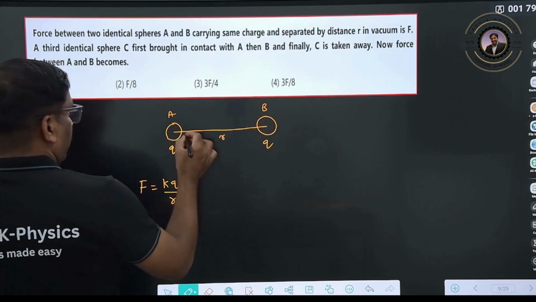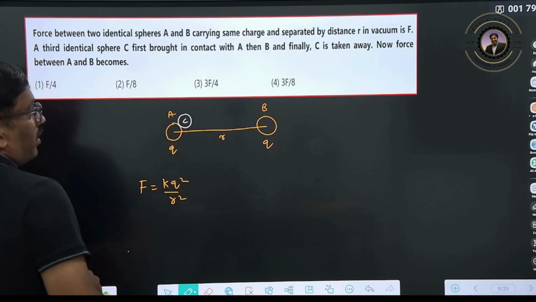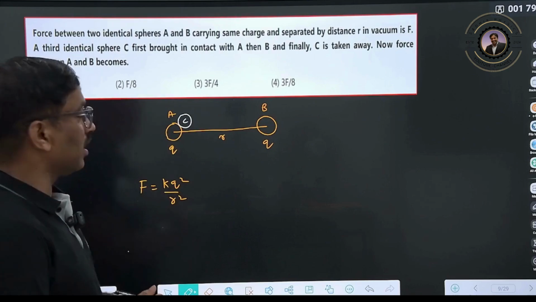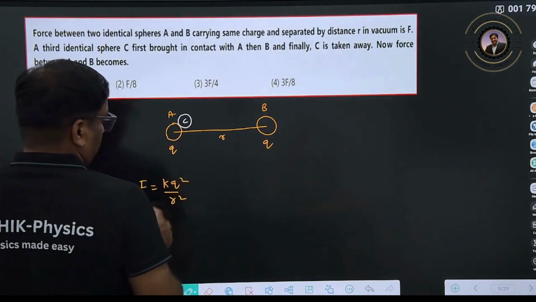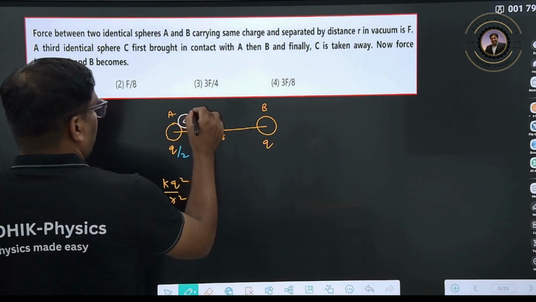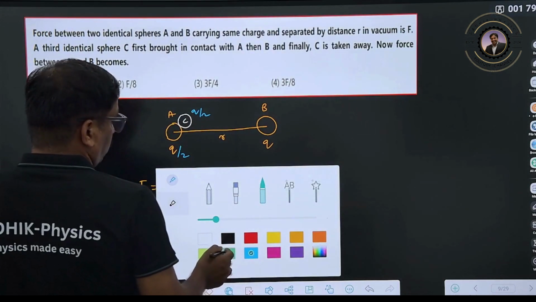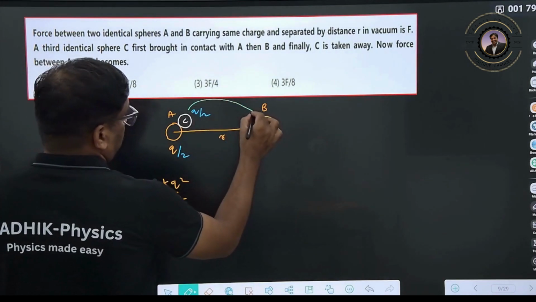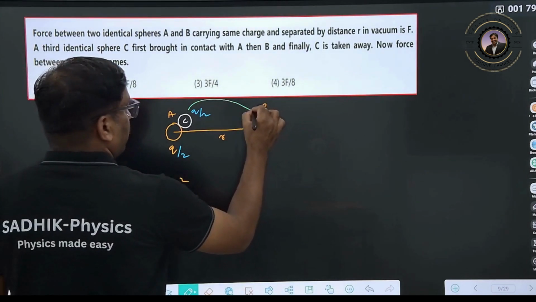Okay, now what happened? First C is coming, here this is C. Now it is contacted. Identical spheres means what will happen now? The charges will become half of this. Final charge will be Q by 2 and Q by 2. Now this is taken to here and again it is brought in contact with this one.